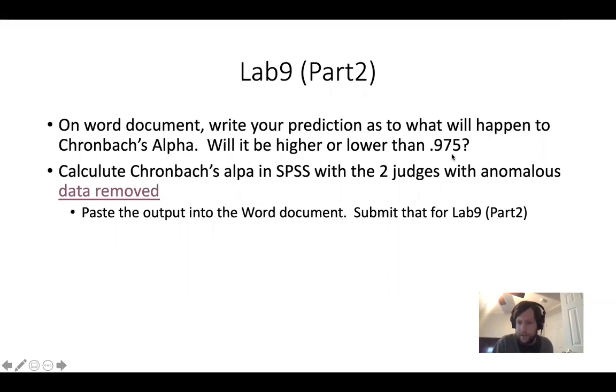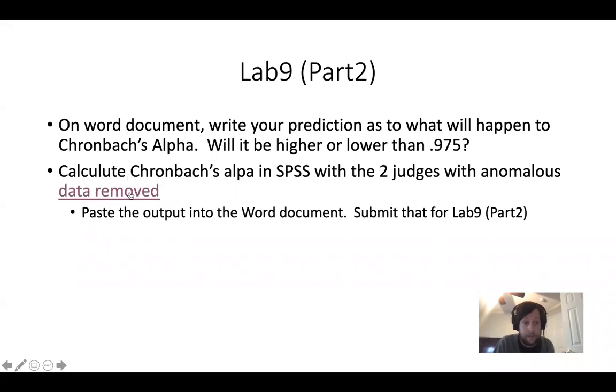I erased the scores of those two judges. And now you are going to calculate Cronbach's alpha. And I just want you to write at the top of your Microsoft Word document, what do you predict will happen? The reason I'm asking is I just want you to think about how Cronbach's alpha should change when we erase those two anomalous scores. And then I want you to actually calculate Cronbach's alpha. I just showed you how to do it. Calculate Cronbach's alpha in SPSS with those two judges with anomalous data removed.